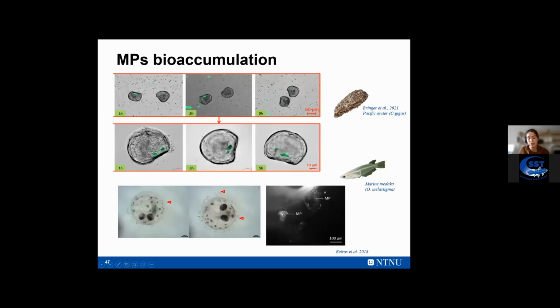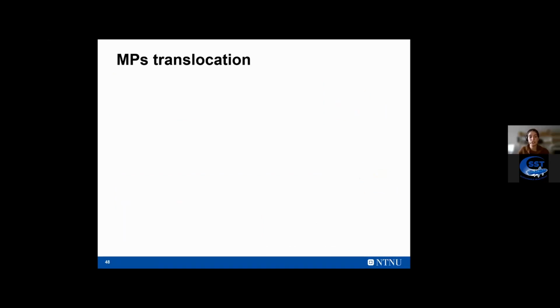So this is a microscopic view. And here we saw that on the villi, the microplastic gets stuck. And over the time, the amount of microplastic increased. And this can also have an impact because the fish will be covered by microplastic, and it will affect the development of the fish. We also know that microplastic can translocate.